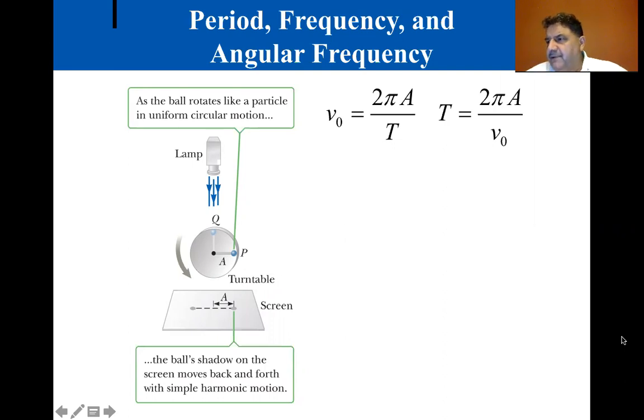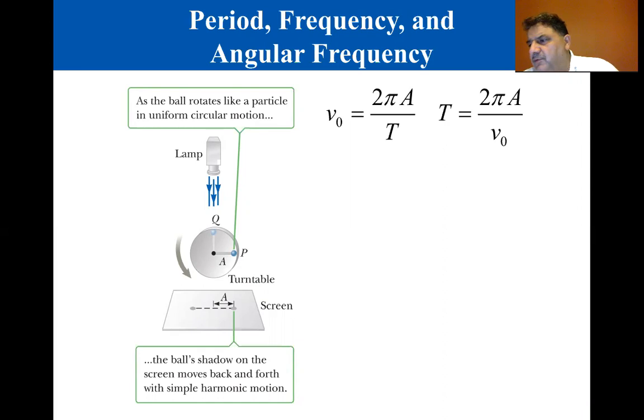The period T of the shadow in this figure from before, which represents the time required for one complete trip back and forth, is also the time it takes the ball to make one complete circular trip on the turntable. Because the ball moves through a distance equal to the circumference of the circle, 2 pi A, in the time T, the speed v0 of the ball around the circular path is shown here, with the period T defined as shown. T equals 2 pi A divided by v0.